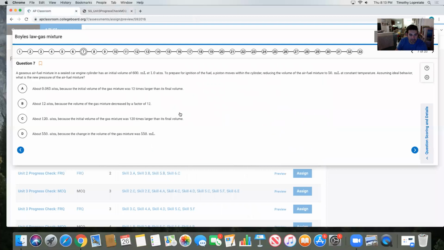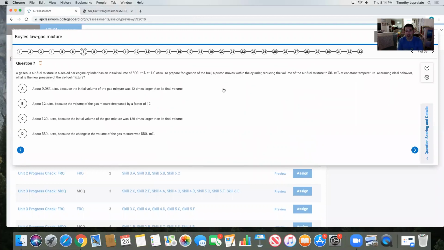Question 7. A gaseous air-fuel mixture in a sealed car engine cycle has an initial volume of 600 mL at 1 atmosphere. To prepare for ignition of the fuel, a piston moves within the cylinder, reducing the volume of the air-fuel mixture to 50 mL at constant temperature. Assuming ideal behavior, what is the new pressure of the air-fuel mixture?